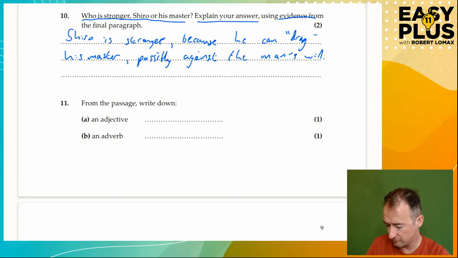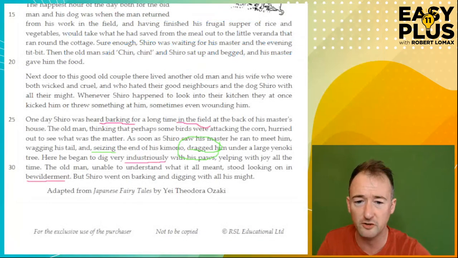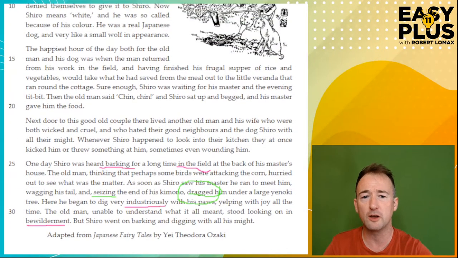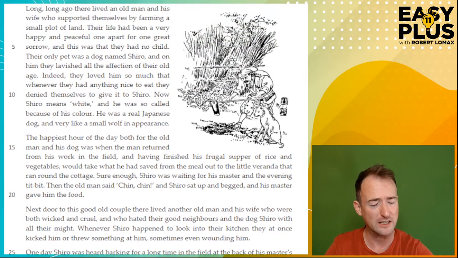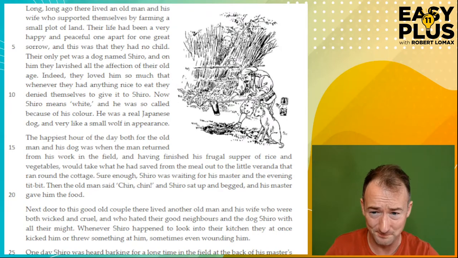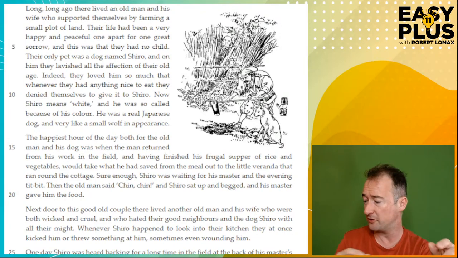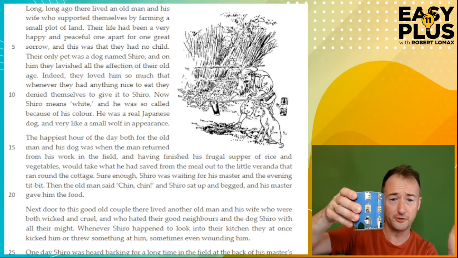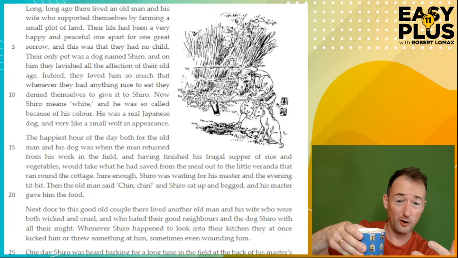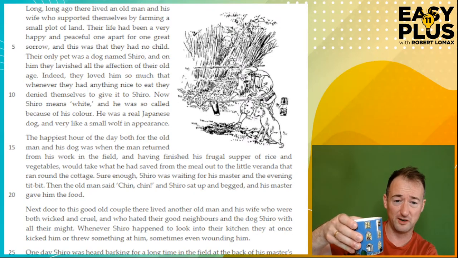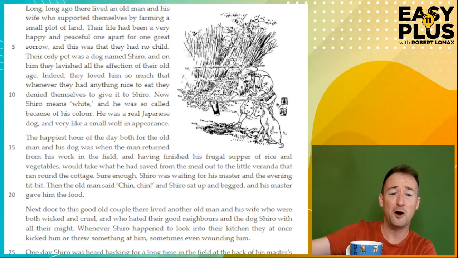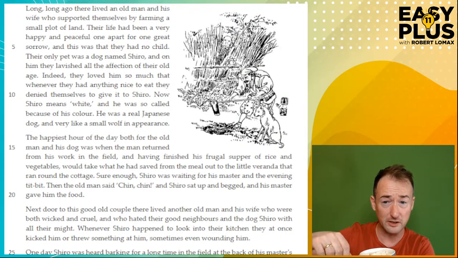Question 11: from the passage, write down an adjective and an adverb. Let's have a look at the passage and see what we can find. So what are we looking for? It's always a good idea to have an idea. We need to know what we're looking for. So an adjective, we've spoken about this already, describes a noun. So I said, for example, the hot coffee. It's not hot anymore, it's gone cold, unfortunately, but anyway. The hot coffee, hot is an adjective describing the coffee.